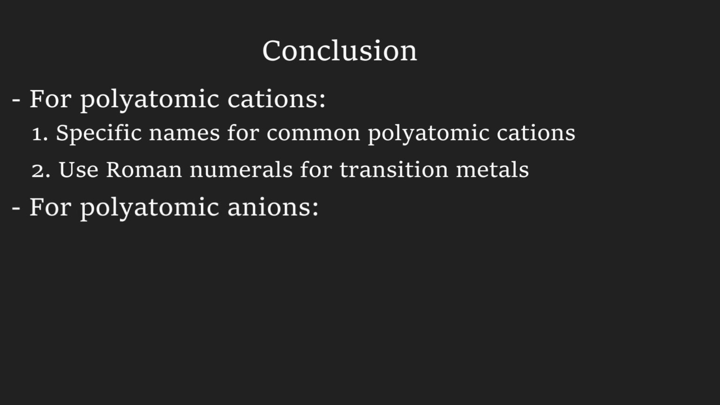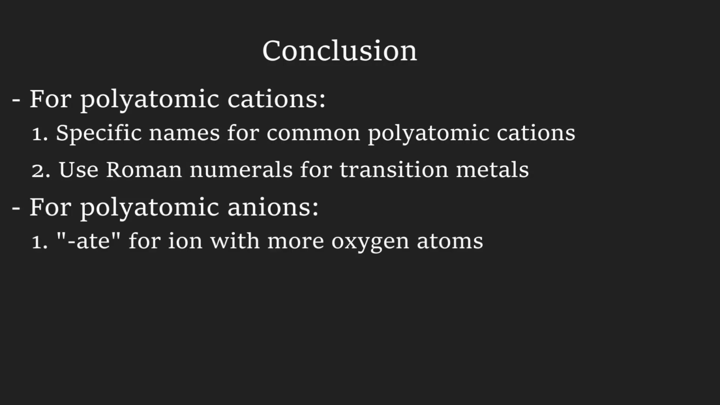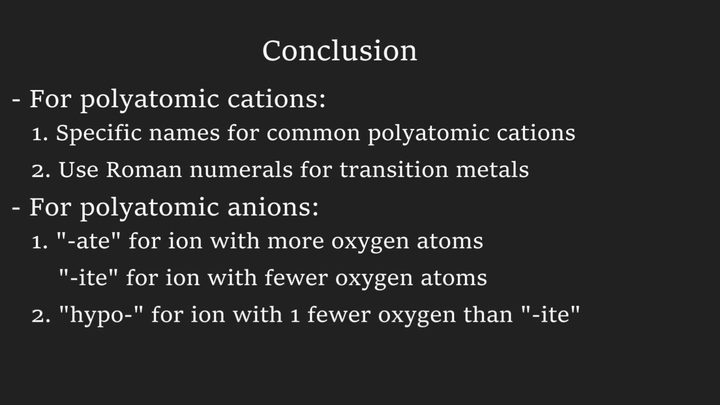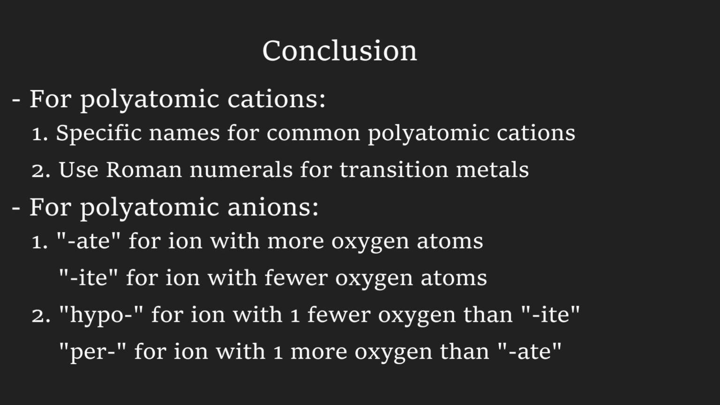And for polyatomic anions, we have three rules for naming them. First, we use ate for the ion with more oxygen atoms, and we use ite for the ion with fewer oxygen atoms. Second, we use hypo for the ion that has one fewer oxygen atom than the ite form, and we use per for the ion that has one more oxygen atom than the ate form. And third and final, some polyatomic ions have unique names, for example hydroxide or cyanide. So there you have it. These are the naming rules for polyatomic ions of both types, cations and anions.